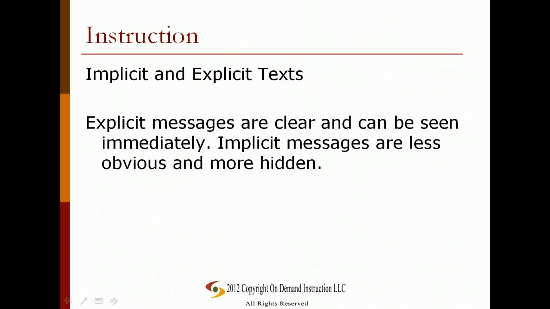Every type of media contains implicit and explicit messages. A piece can have multiple messages. These messages can be intentional as well as unintentional. Different people can find different messages in a text. Someone that grew up in a different part of the world with a different culture may find very different messages. Someone that grew up on the same street as you in the same town may find similar messages. Explicit messages are clear and can be seen immediately. Implicit messages are less obvious and more hidden.